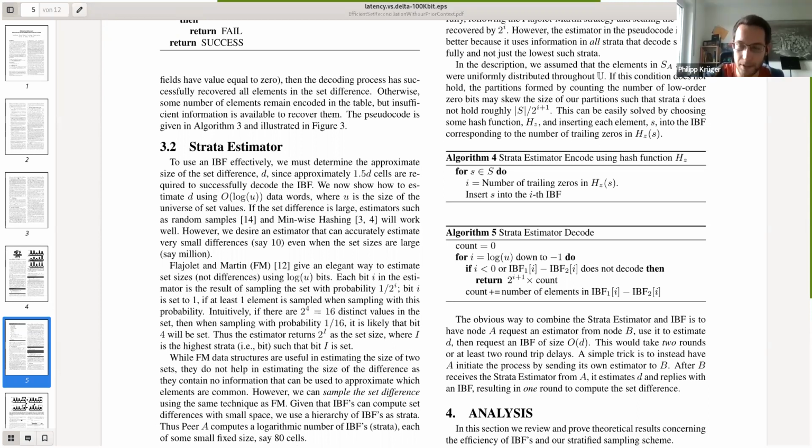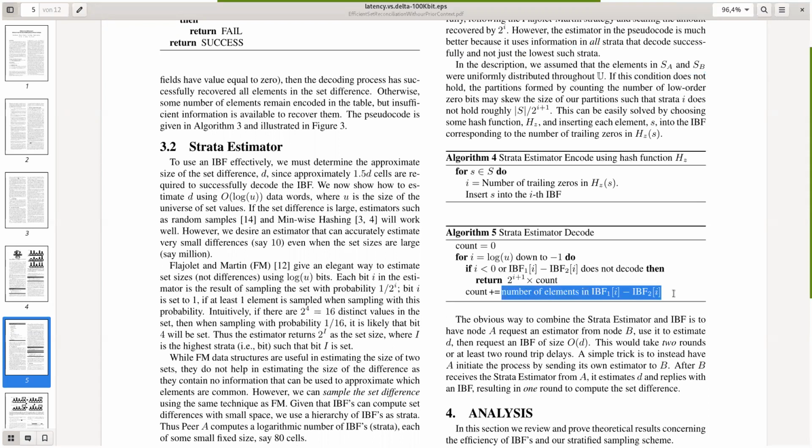Oh, okay. I think so. Your question is regarding what happens during strata estimation, right? Yes, when you're counting, let me be specific. In algorithm 5, the last line, on the right hand side, the number of elements, how you're counting that.